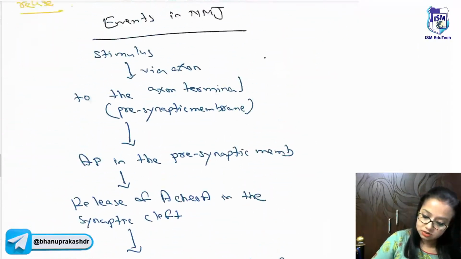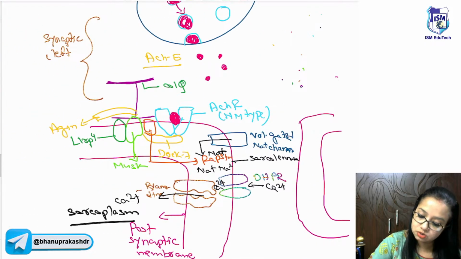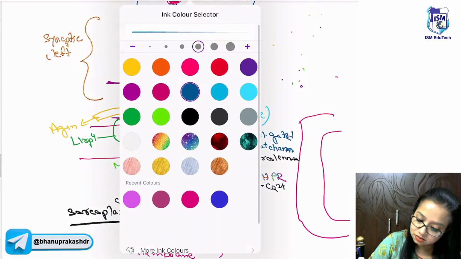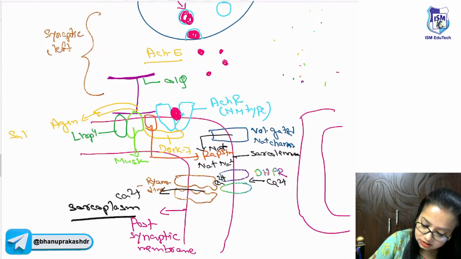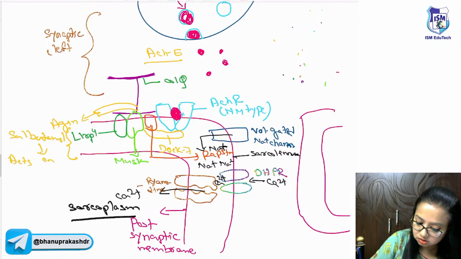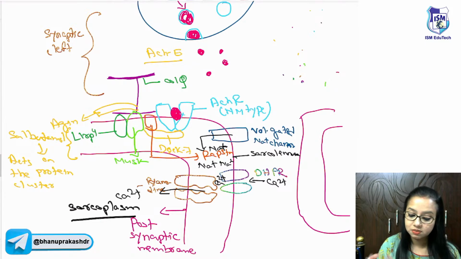Now, going back to this picture, there are certain drugs that also act on the structures of the neuromuscular junction, like the drug salbutamol. It acts on the protein cluster. It kind of makes it unstable. The protein cluster that is supporting the acetylcholine receptor becomes unstable.